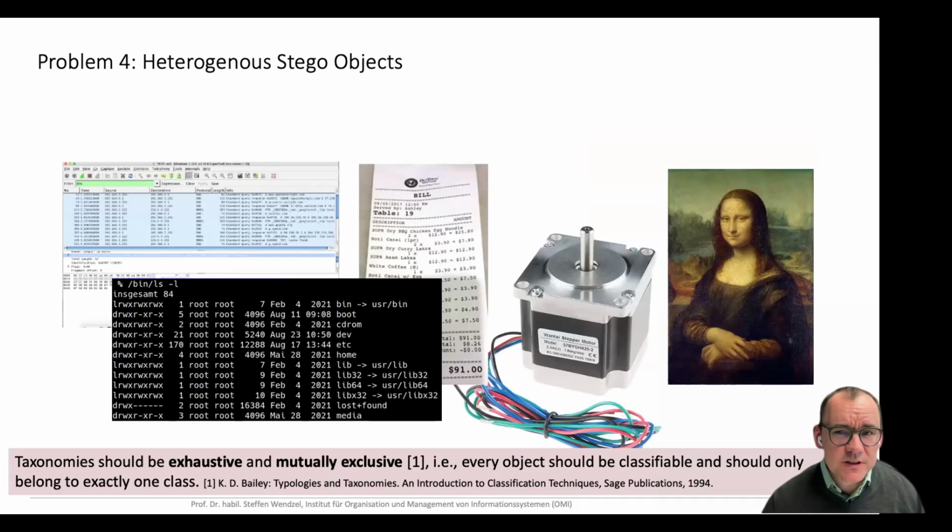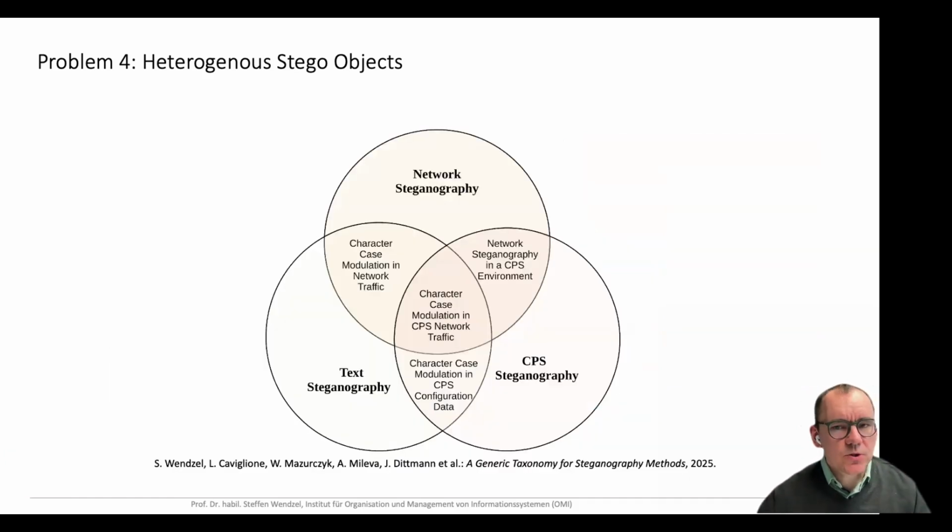Then the issue is we have pretty different objects in which we want to hide data. Images, physical environments, text, network traces, file systems, and still the taxonomy should be exhaustive and mutually exclusive. So that means that every object should be classifiable, but only belong to one class. And the issue here is that there's a clear overlap. As you can see here, network steganography, text steganography, and CPS steganography can easily overlap.